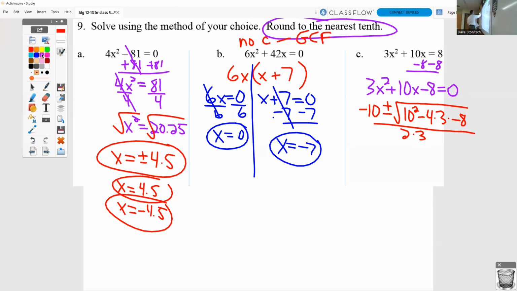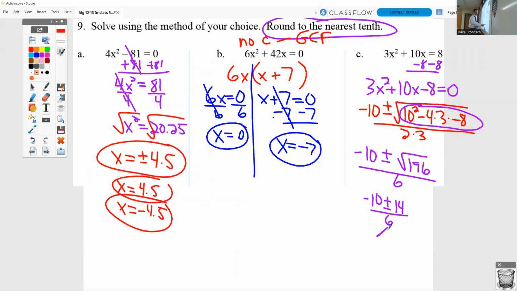So type this part into the calculator: 10 squared minus 4 times 3 times negative 8, you get 196. So I have negative 10 plus or minus radical 196 over 6. 196 is a perfect square. Square root of 196 is just 14. So I have negative 10 plus or minus 14 over 6. Split it: negative 10 plus 14 over 6, negative 10 minus 14 over 6. Again, you can type those right into the calculator if you use parentheses. Or we can do it separately.